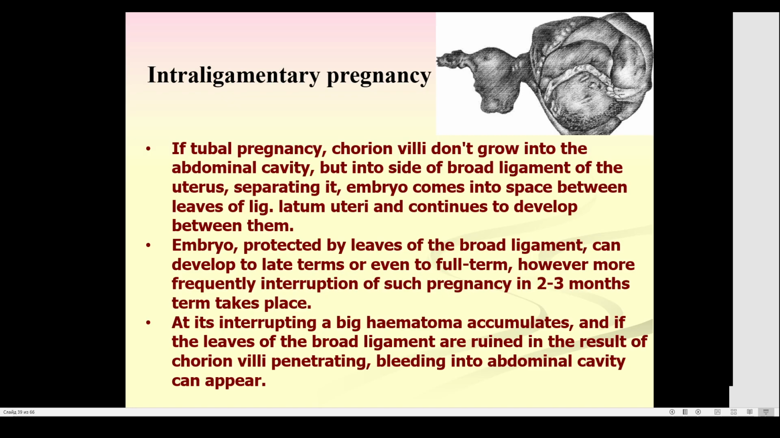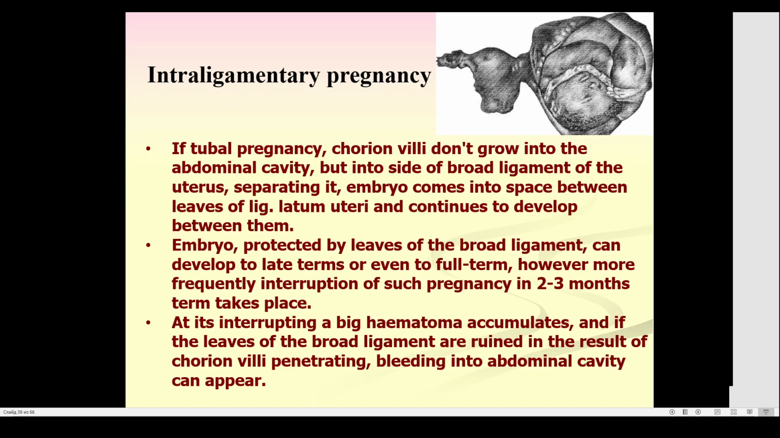Another rare type of ectopic pregnancy is when the pregnancy is located between ligaments. In tubal pregnancy, chorionic villi don't grow into the abdominal cavity, but inside the broad ligament of the uterus, separating it. The embryo comes into the space between the leaves of the ligamentum latum, or broad ligament of the uterus, and continues to develop between them.